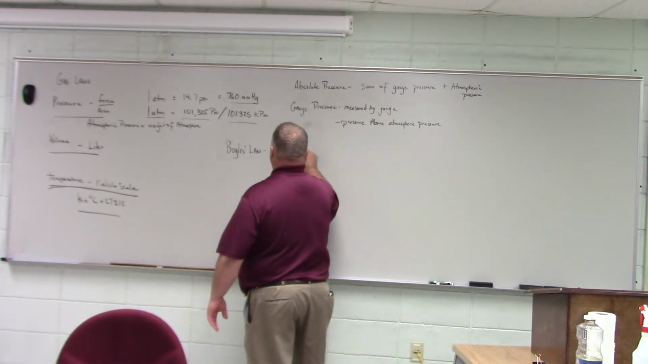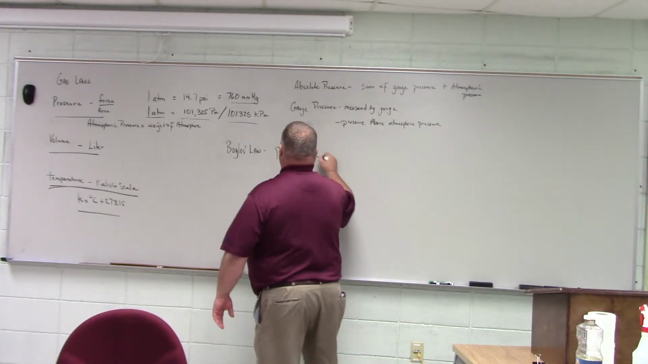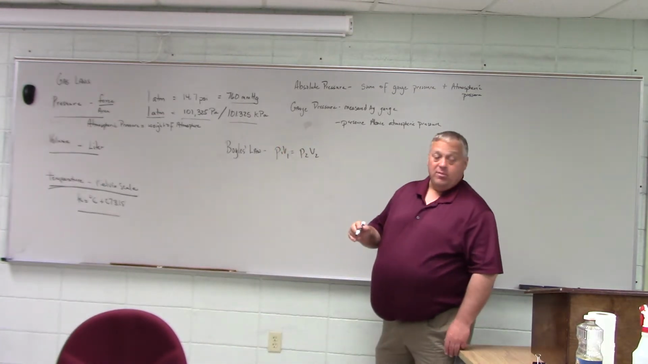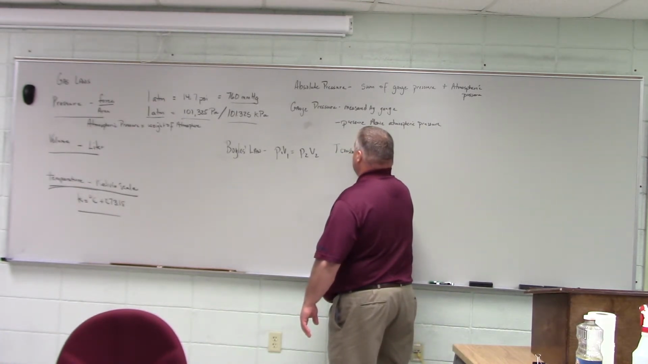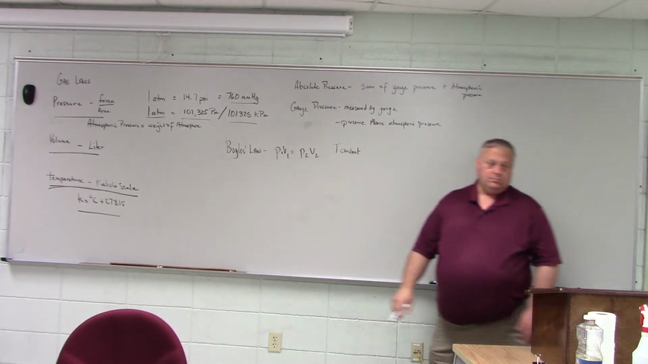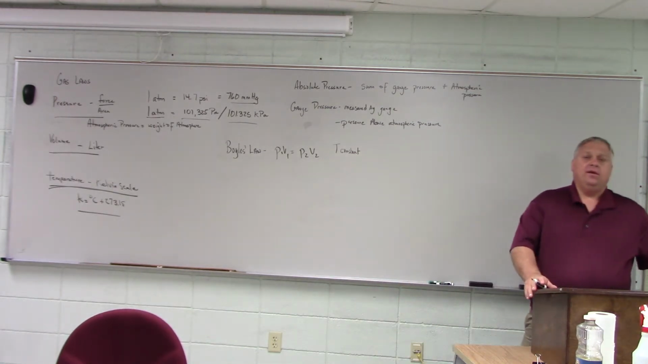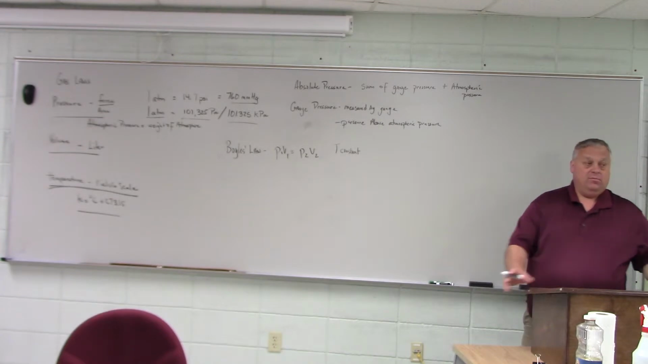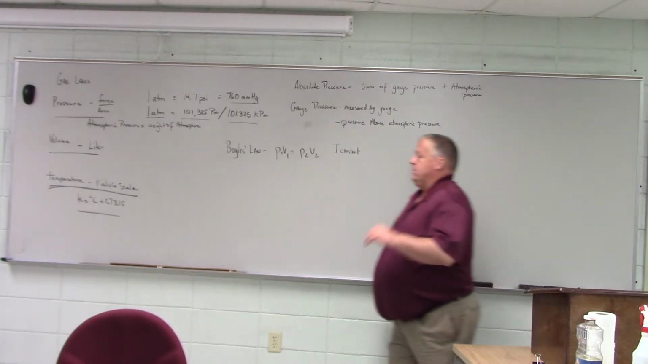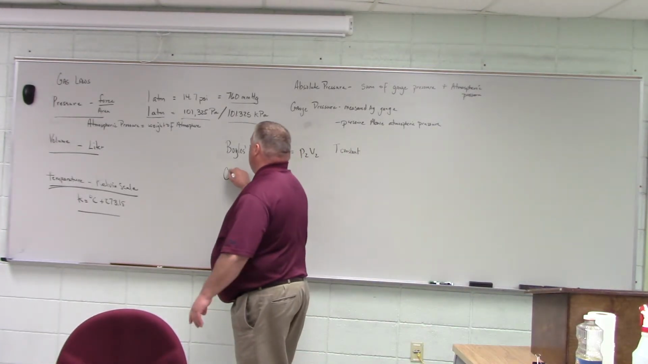P1 V1 is equal to P2 V2. In this relationship, called Boyle's law, the temperature must be constant. So the temperature cannot change. It must be a constant temperature, but an indirect relationship between pressure and volume. So that's the first gas law. The second gas law is Charles' law.